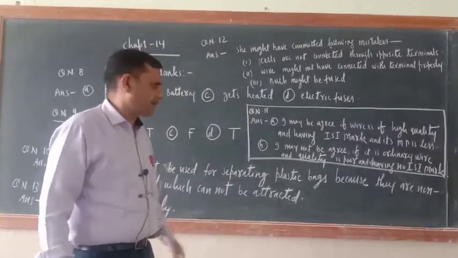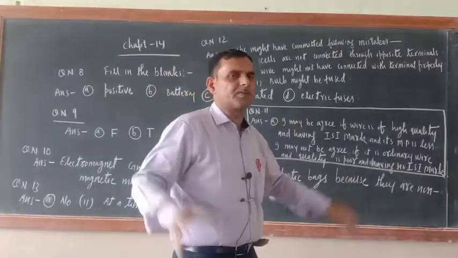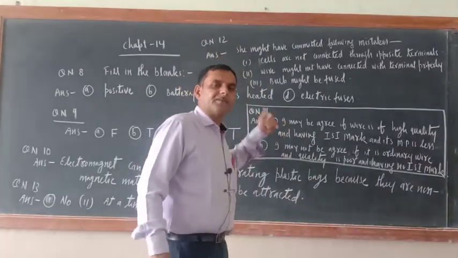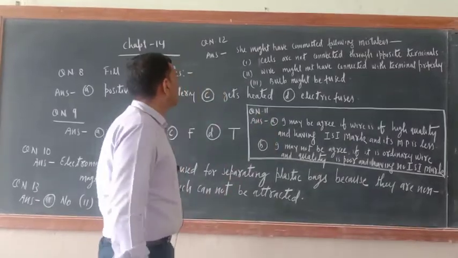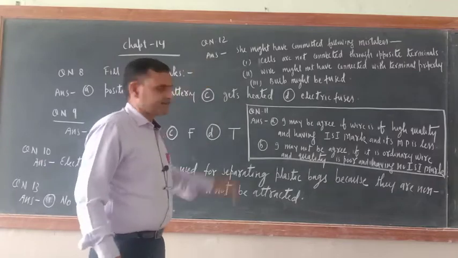Both chances are there. So in this way, in question number 11, you should write both possibilities. You may agree, you may not agree. When you will agree and when you will not agree, that reason you should mention. So this is question number 11. Now question number 12 I wrote here.